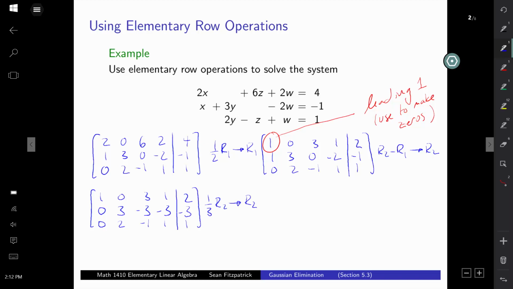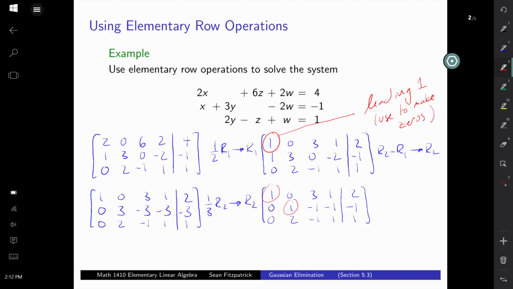So the next thing I'm going to do is divide the second row by 3. I'm going to multiply through by 1 over 3 and get rid of all those 3's that are sitting there. That's going to give me my second leading 1. So 1, 0, 3, 1, 2. I haven't changed the first row. Now I divide everything by 3, so 0, 1, minus 1, minus 1, minus 1, and then 0, 2, minus 1, 1, 1. Now I have two leading 1's.